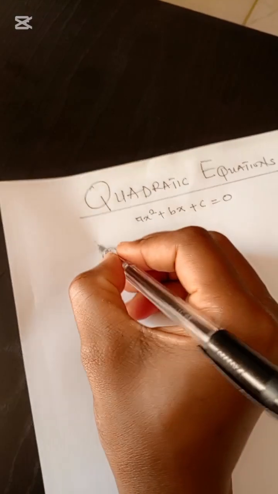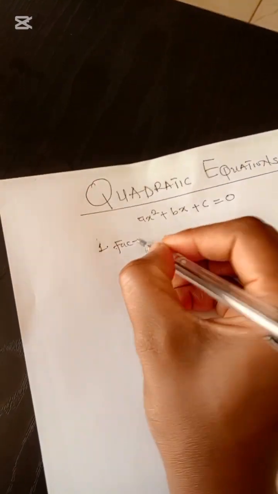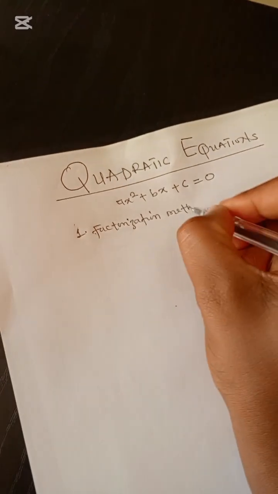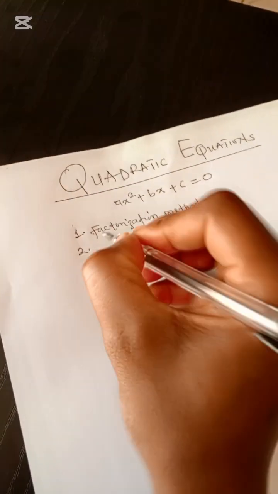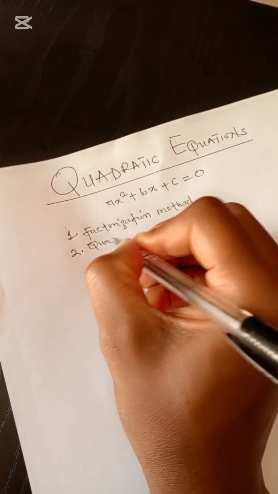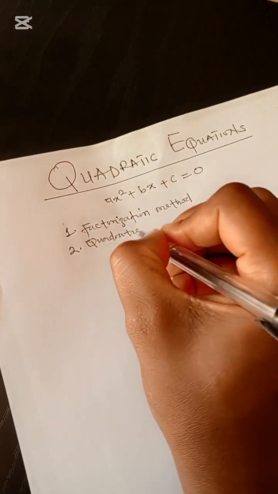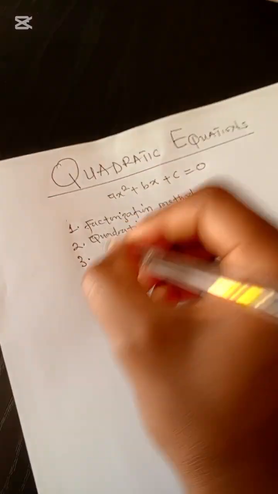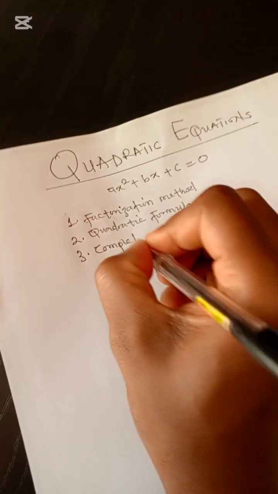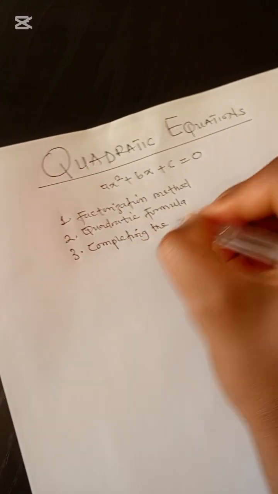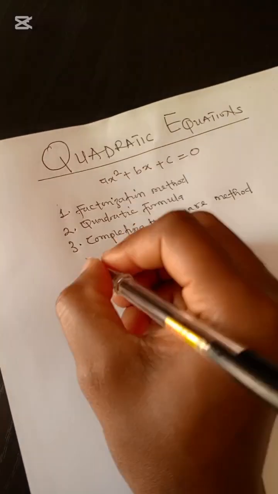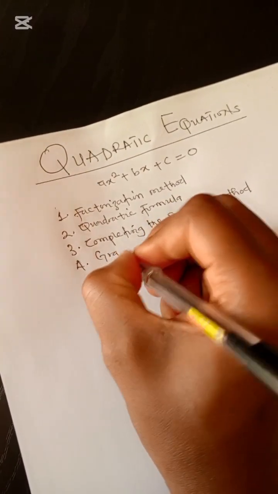The first method is what we call the factorization method. The second is what we call using the quadratic formula, also known as the almighty formula. The third is what we call the completing the square method. And the last method is the graphical method.